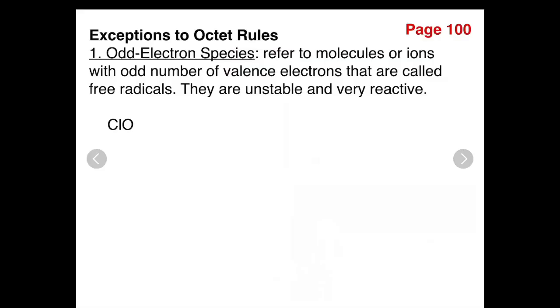Odd electron species refer to molecules or ions that have an odd total number of electrons, and we call this a free radical. This type of molecule is very reactive because it doesn't have its electrons in pairs. It has one free electron, which is what we call a free radical, so it is very unstable and also very reactive.